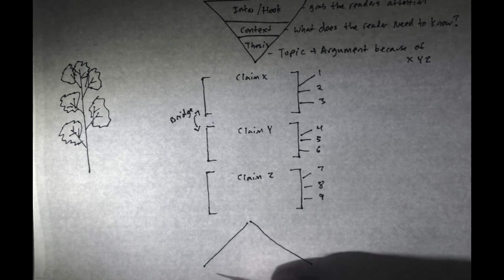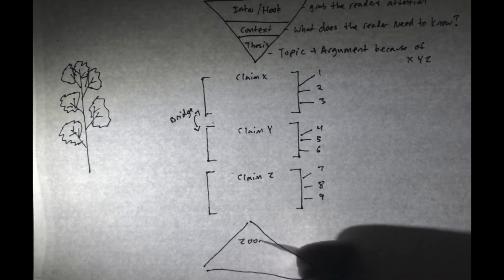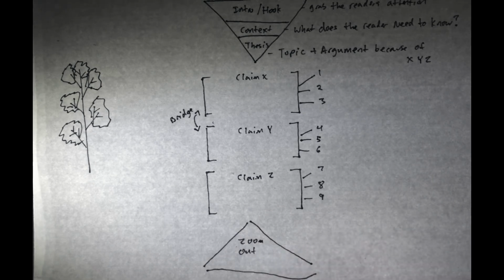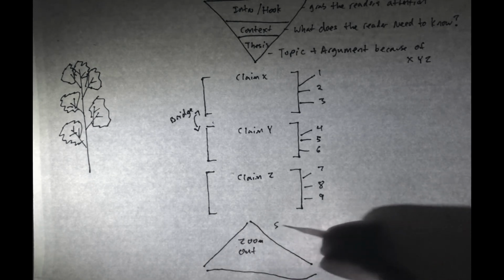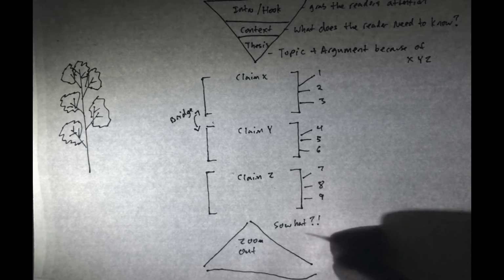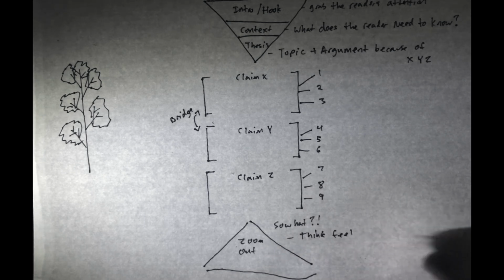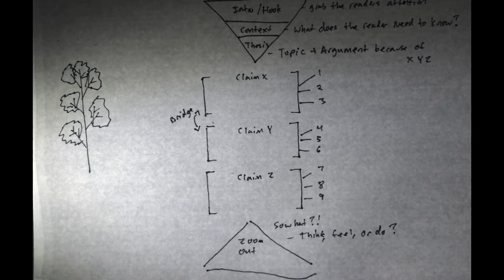For my conclusion, I try to zoom back out. While I do think some form of summary is useful sometimes, I also try to think of the reader here and answer the question, so what? Why should the reader care? What are the larger implications of my essay if my thesis is true, and how do they impact the reader? That is, what do I want the reader to think, feel, or do after reading my essay?